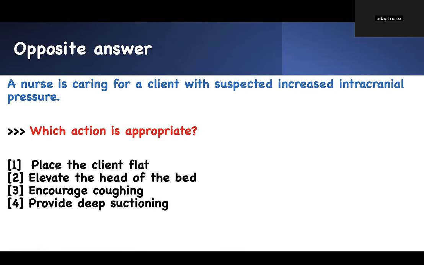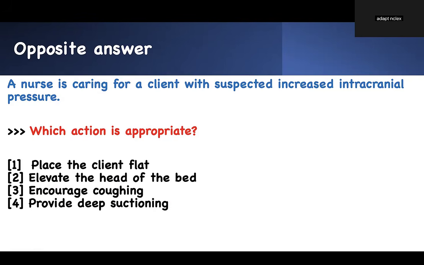Which action is appropriate? A nurse is caring for a client with suspected increased ICP. You have to bring your content. If your ICP is high, something is going to happen. The word suspected tells you they have done assessment. They figured out that the ICP is high. The patient has shown some signs and symptoms of that. You don't need any more assessment. But what do you think? Increased ICP, I have to do something. If I don't do something, the patient is going to go into a situation where they will need to be rescued. So this patient is not crashing, but I need to do something now to fix them.